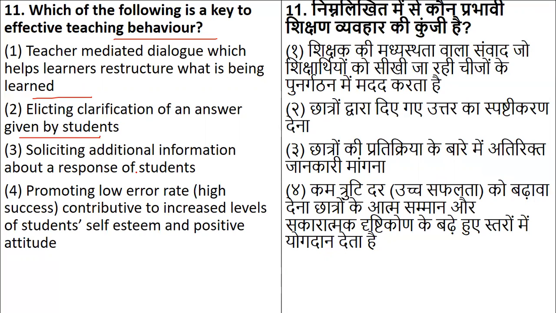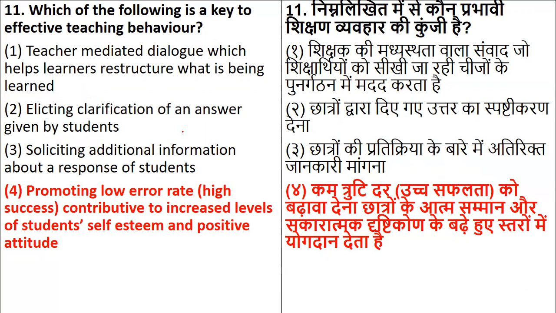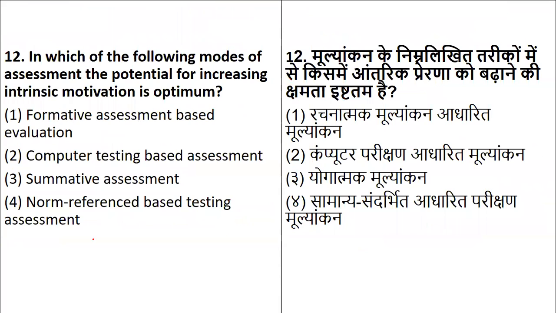Secondly, it is talking about the clarification on answers given by the student. Thirdly, it is talking about soliciting additional information and then increasing the levels of students' self-esteem. So which of the following is the effective teaching behavior? From the given options, the one which stands under effective teaching behavior is promoting the low error rate, that is increasing the level of self-esteem and positive attitude. Fine. Now, coming to question number 12.